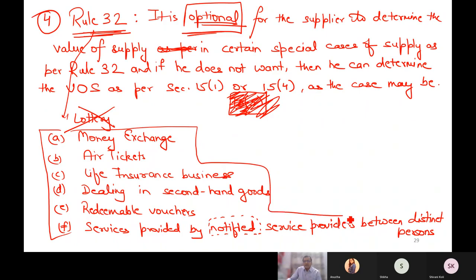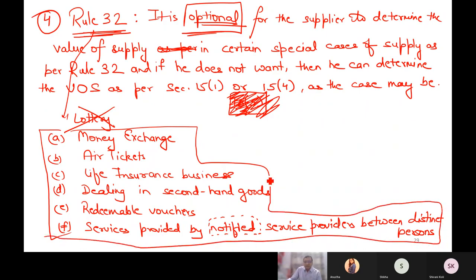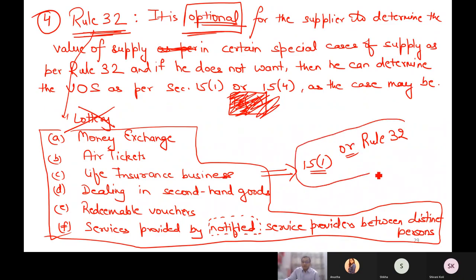In all the cases, I can determine the value of supply as per section 15.1 also. There is no problem. 15.1 doesn't stop you to apply it. 15.1 says that if buyer and seller are related and price is the sole criteria, then in all the cases you can apply it. So in all the cases I can apply 15.1. But fortunately, I got another option from the government of India that in these cases I can apply 15.1 or I can apply rule 32. It depends which option is giving me better results. So it is optional now.